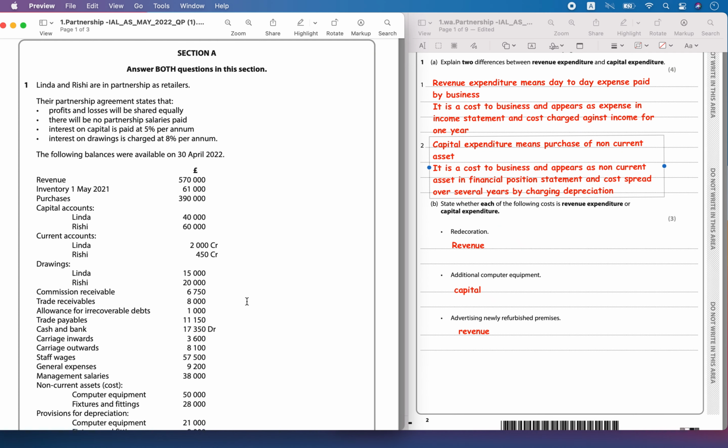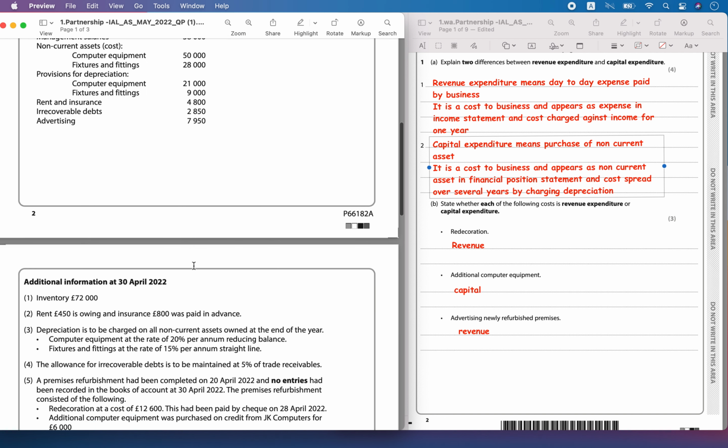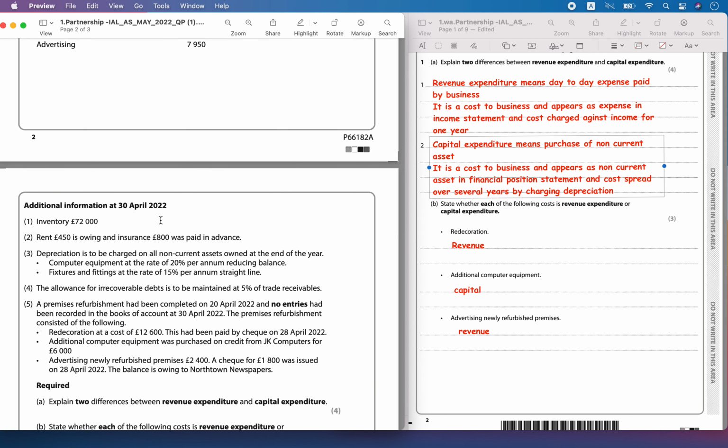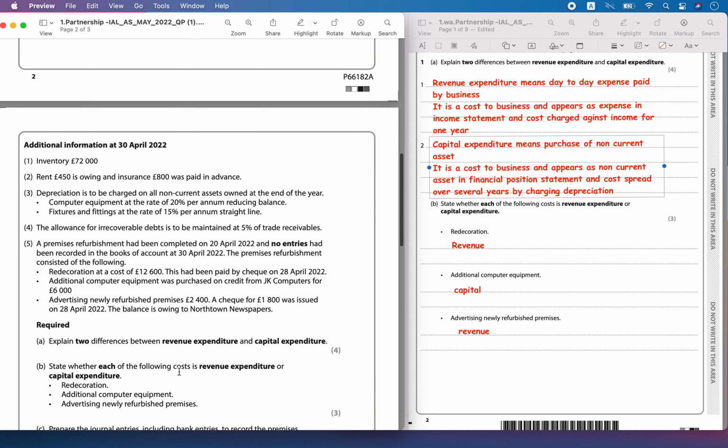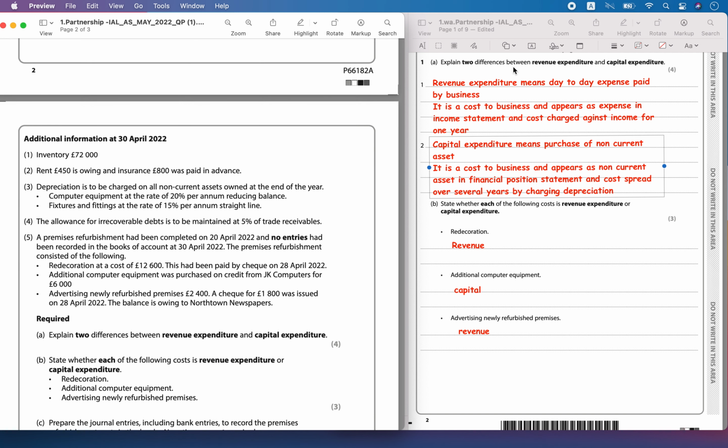Hello, today we are going to solve May 2022 paper question number 1. Linda and Rishi are in partnership as retailers. They have some partnership agreement. Then the ending balances for 30th April 2022 are given. Then additional information is given. Okay, so let's start solving the part A question.